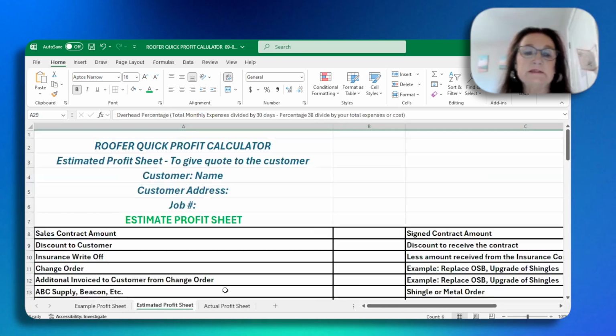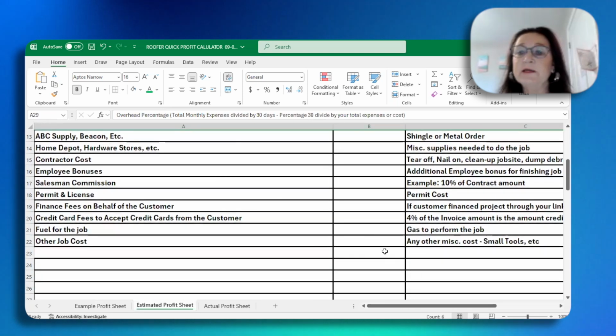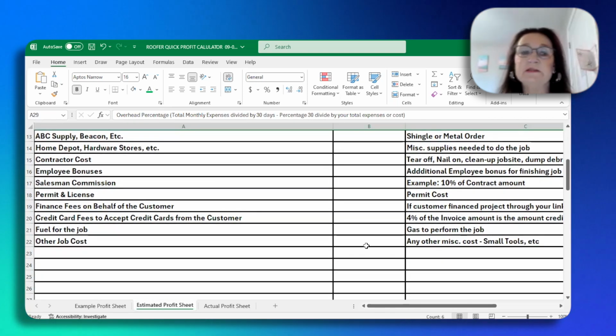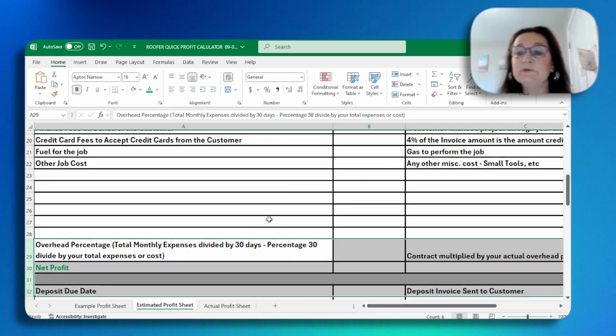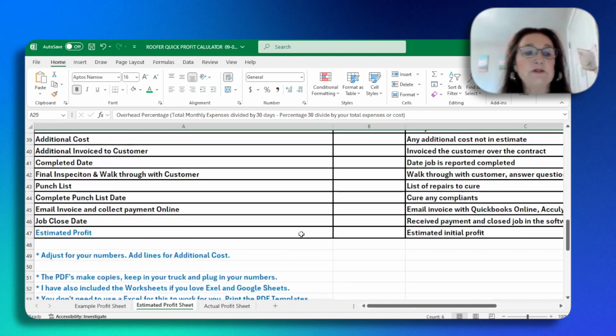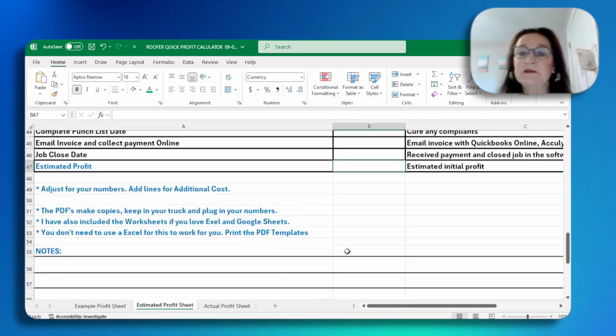So go to your estimated profit sheet, and then you can enter in all your information. You can change any of these notes I have here. You can add any, subtract any from the list here that doesn't pertain to you. And then it's just the same information here. And then, you have what you estimated the profit here. That's the only thing different.